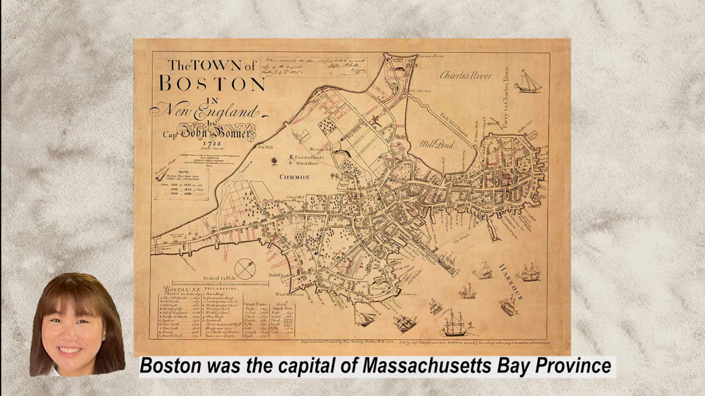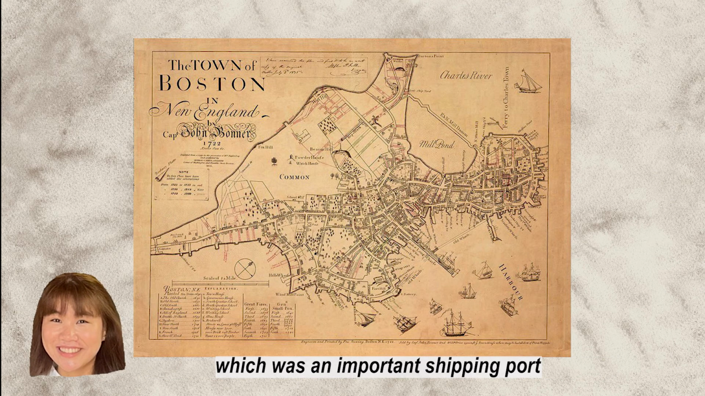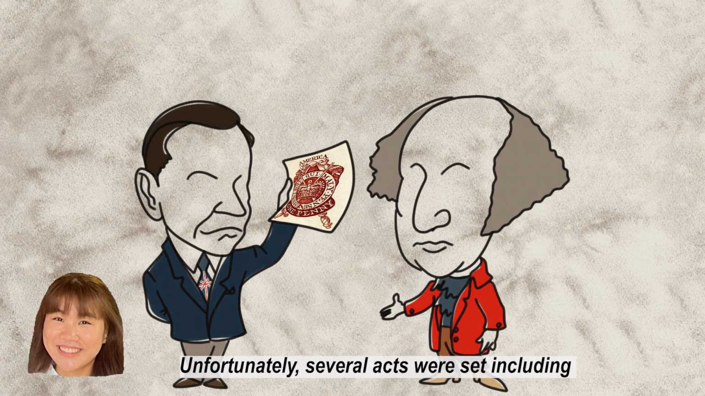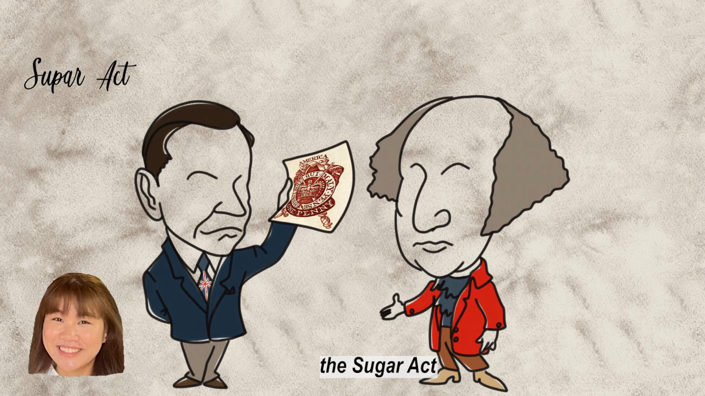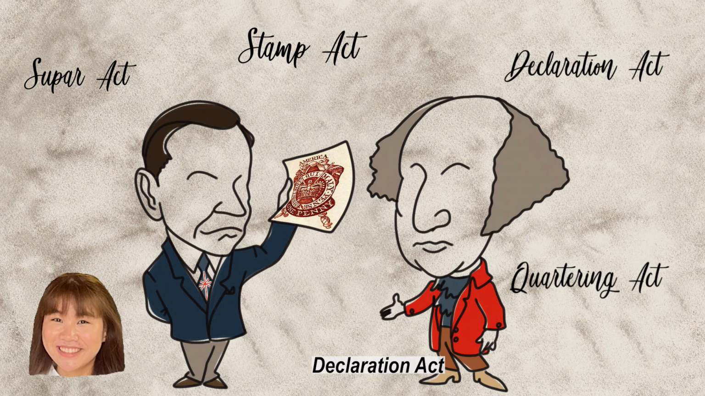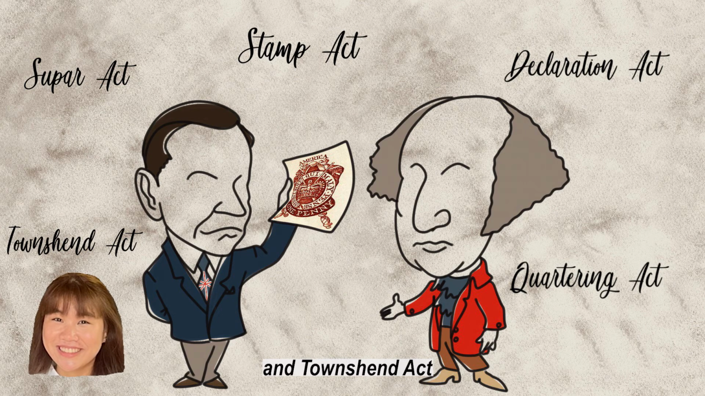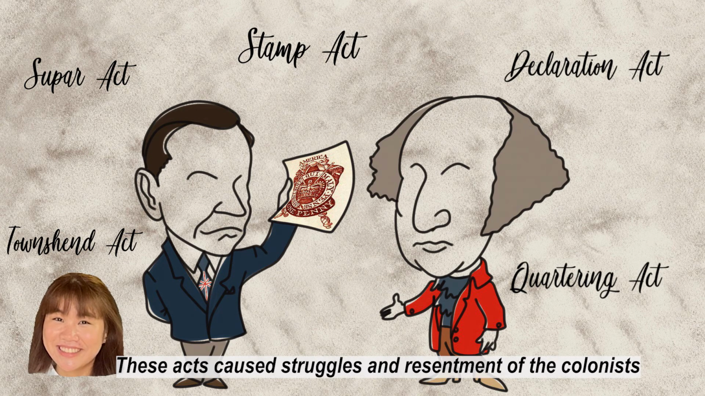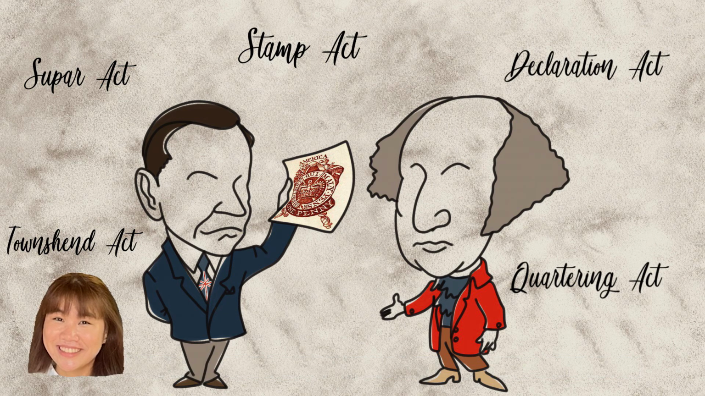Boston was the capital of the Massachusetts Bay Province, which was an important shipping port. Unfortunately, several acts were set, including the Sugar Act, Stamp Act, Quartering Act, Declaratory Act, and Townshend Act. These acts caused struggles and resentment among the colonists and led to numerous protests.